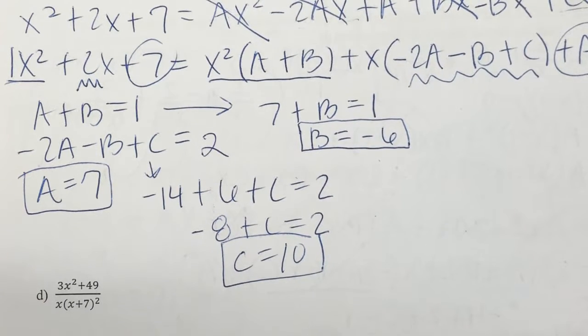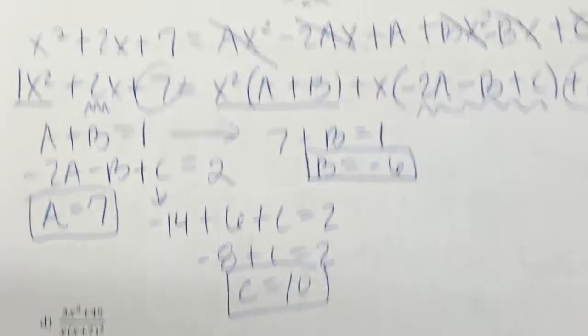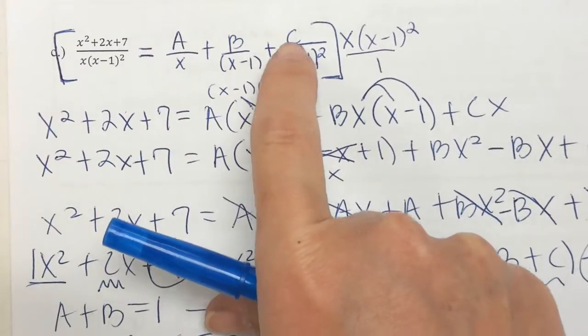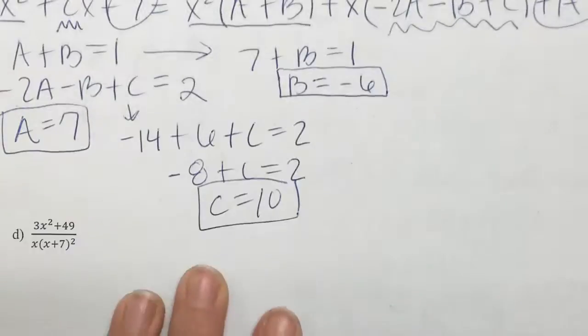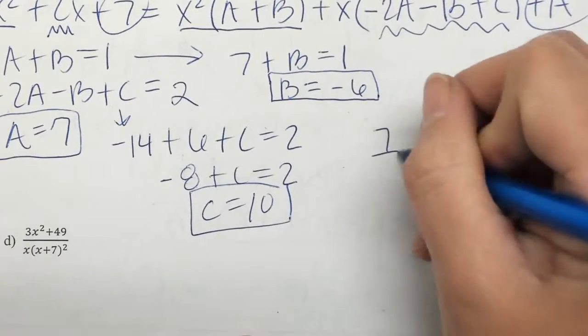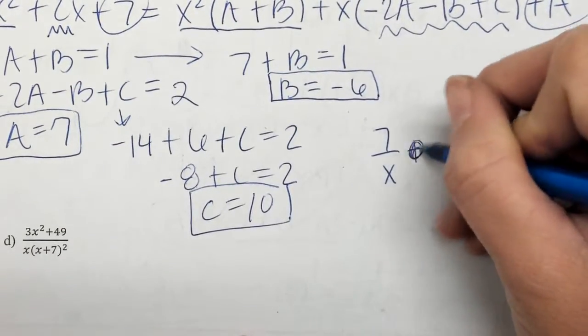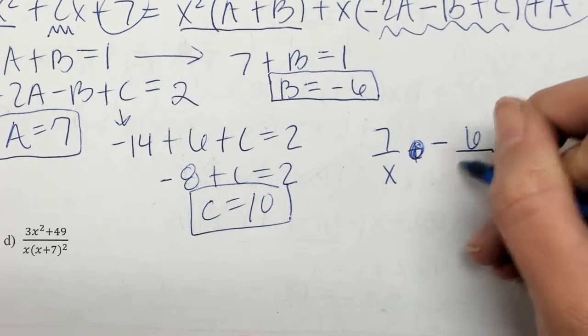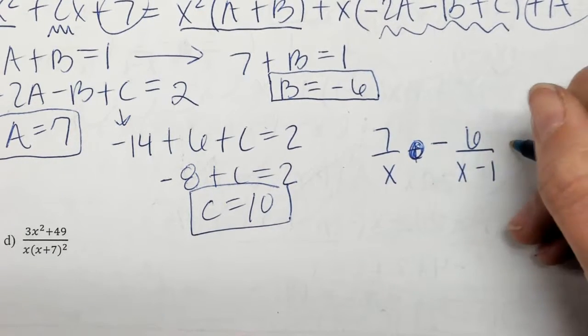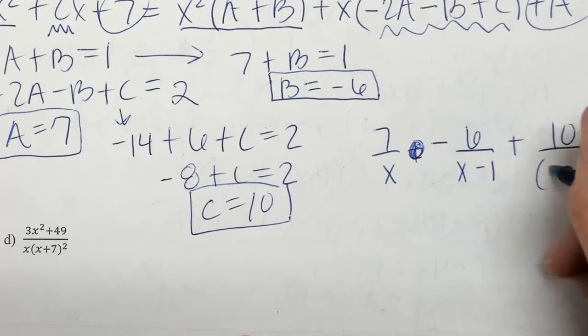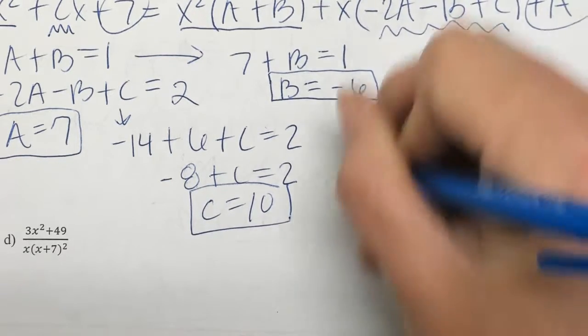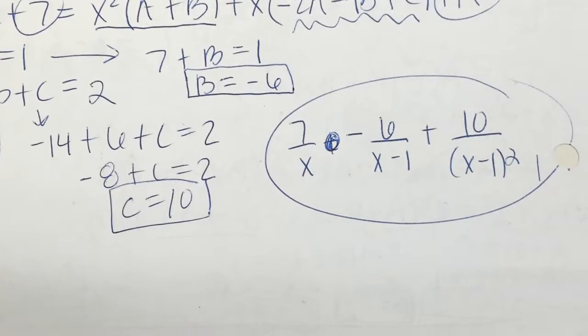Alright. So we have all of our variables. Now we can write our final answer. So pretty much all you're doing is replacing these tops with the correct numbers. So it's going to be what over x? 7 over x minus 6 over x minus 1 plus 10 over x minus 1 squared. That's it.